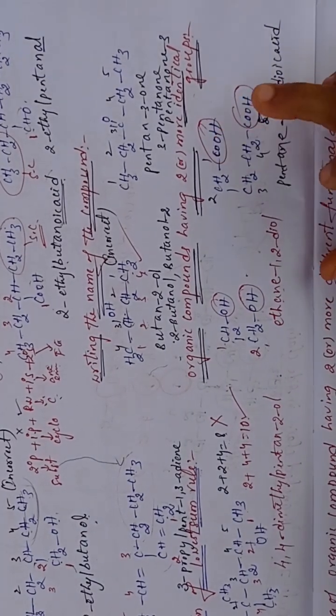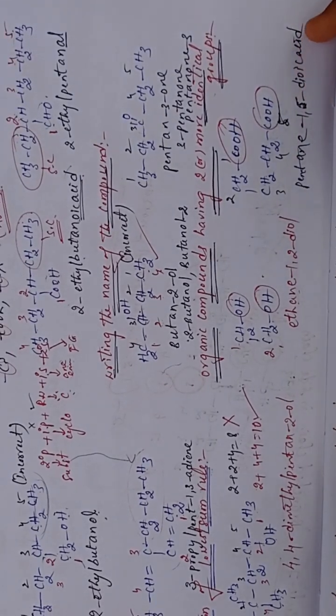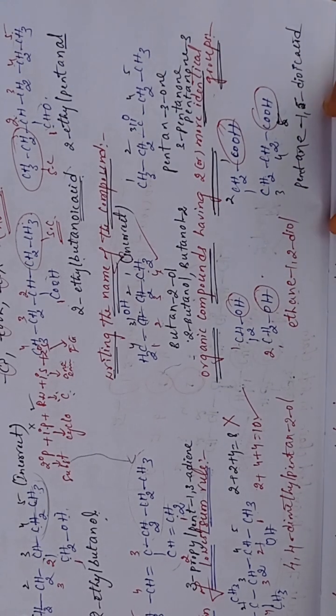Clear? COOH functional group is there means what do we have to call it? Oic acid. Oic acid. Dioic acid. 2 are there. Dioic acid. Understanding, students? So this is about organic compounds having 2 or more identical functional groups. Like this we have to write the name.